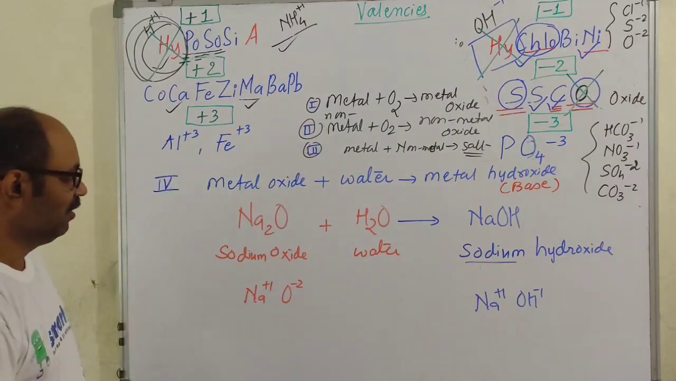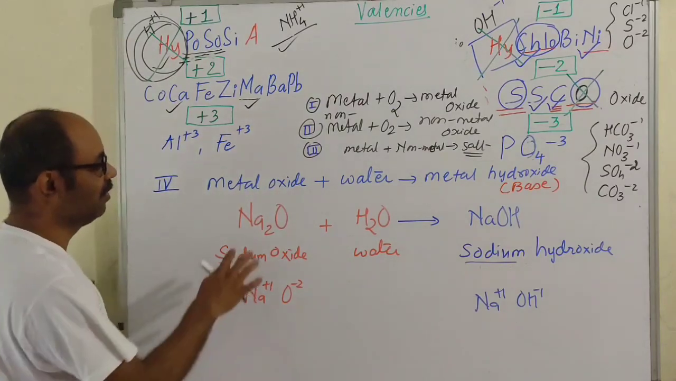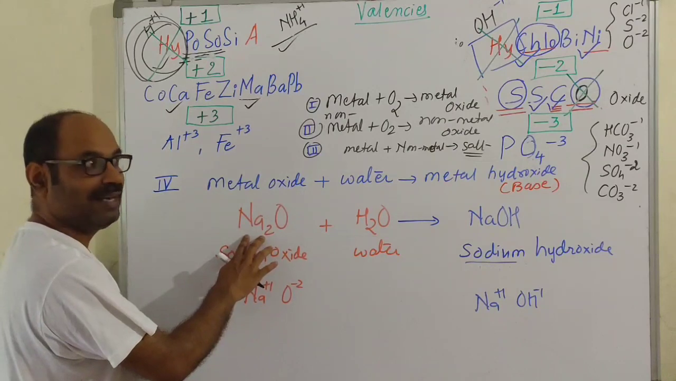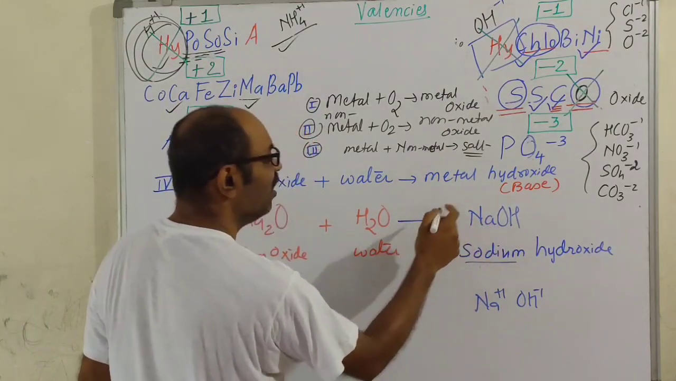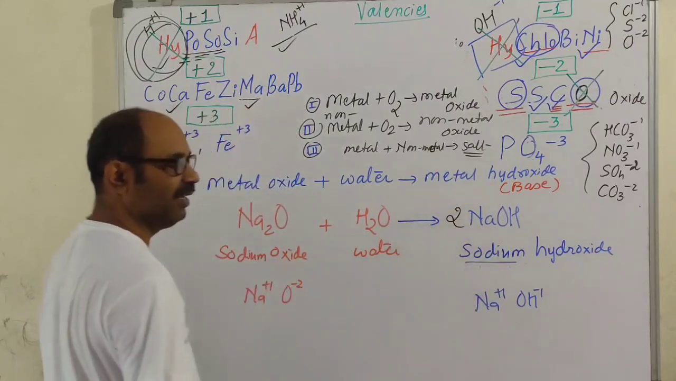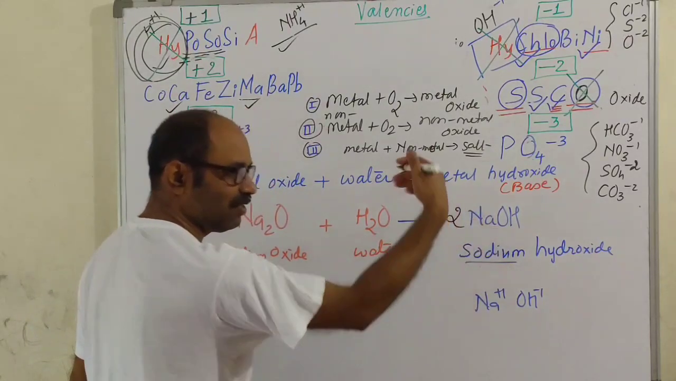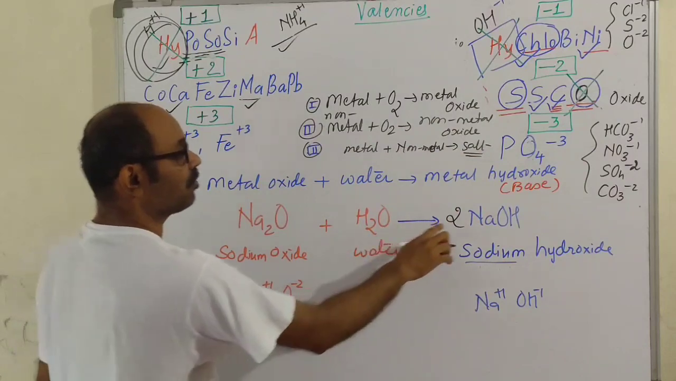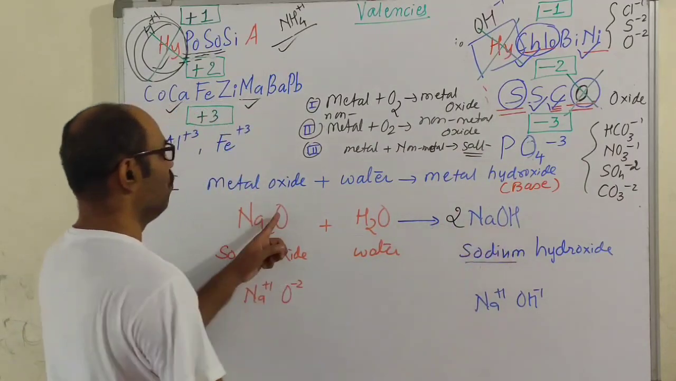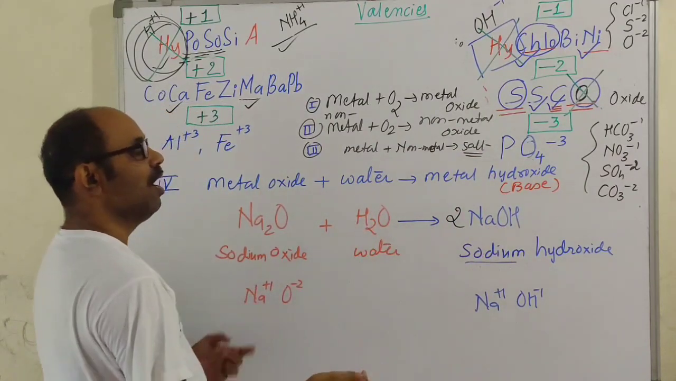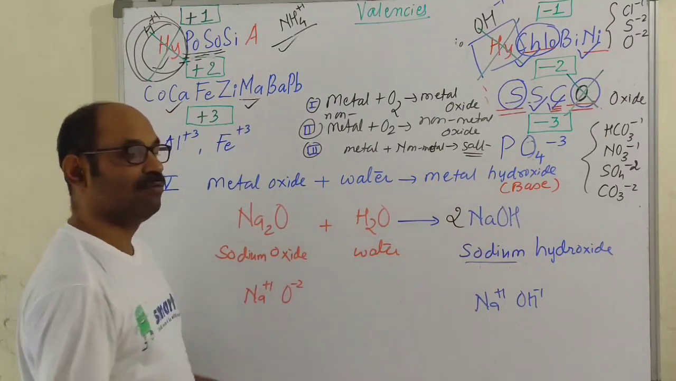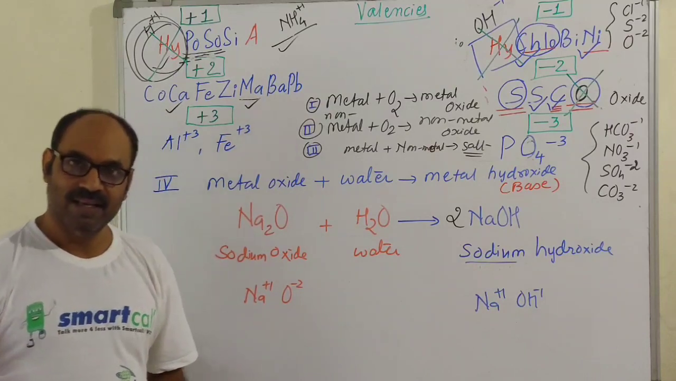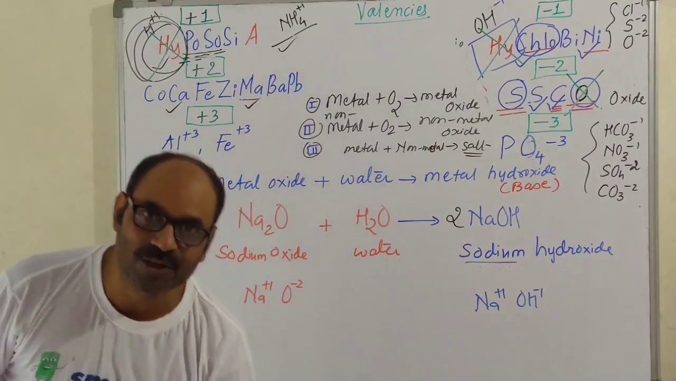Let's balance it by trial and error method. Sodium: 2 atoms here, only 1 there. So you write 2 here. You can't change the subscript, otherwise the formula will change. Now oxygen became 2 here, 1 and 1. Hydrogen also became 2. So now this is a balanced chemical equation. Is that clear to you?